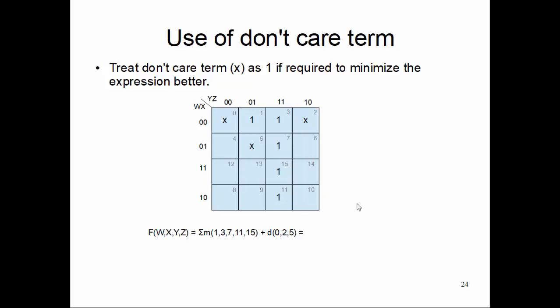Let's see how we can make it an advantage for the reduction steps. For don't care terms, along with the ones, we put a cross in those corresponding boxes 0, 2, and 5. Then we can group without considering the don't care. If we didn't take advantage of don't care, we can group 1 and 3, and then make a group of 4 of 3, 7, 15, 11, and my reduced form would be this.